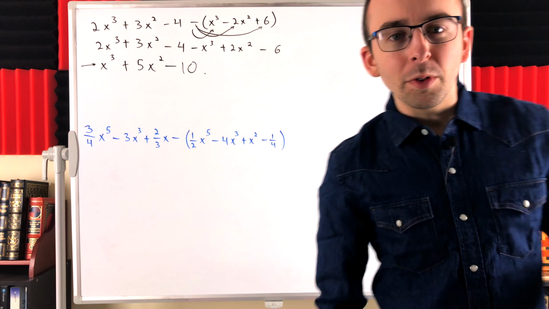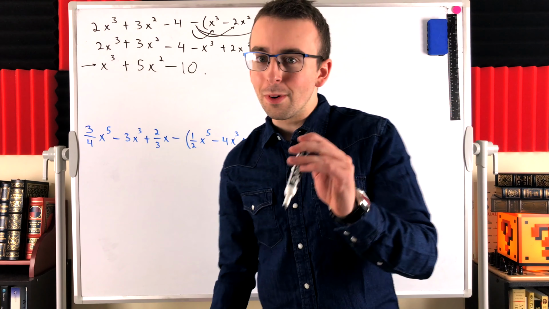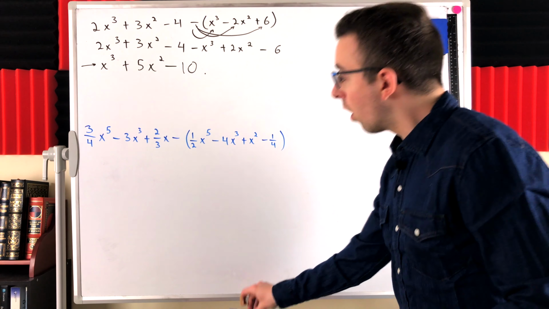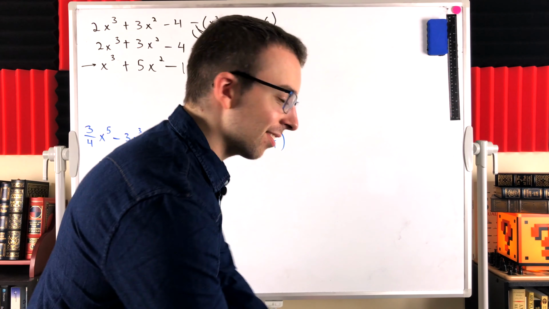Beautiful. So hopefully that was fairly clear, and I encourage you to give this next one a try on your own before we get into it. All right, let's get into the second example. All we have to do is distribute the negative and then combine like terms as we just did.